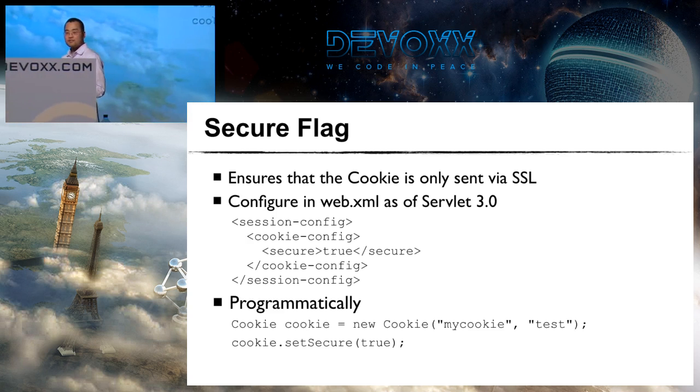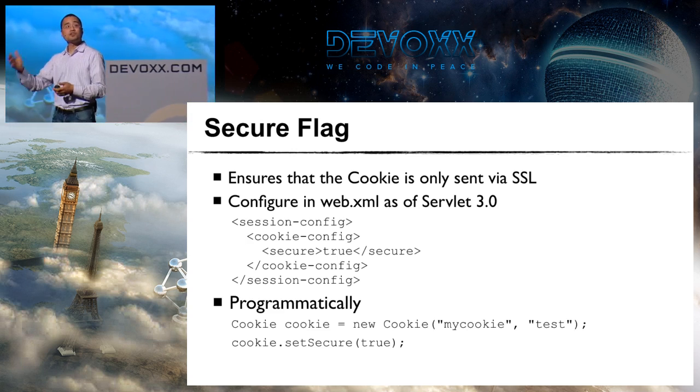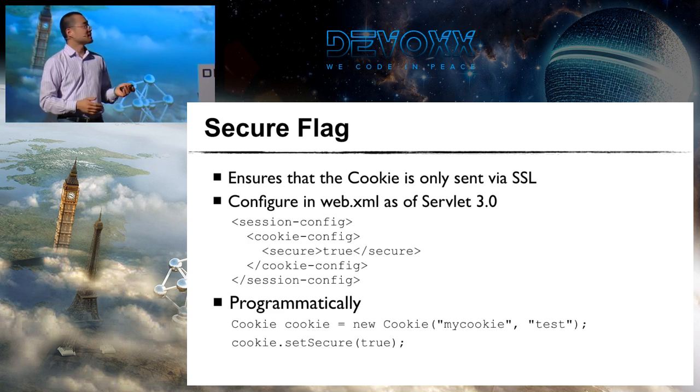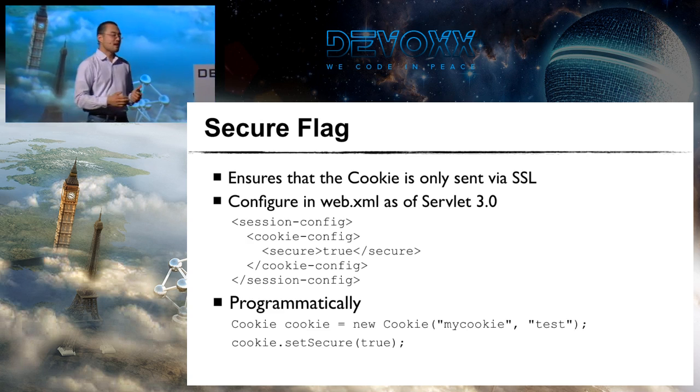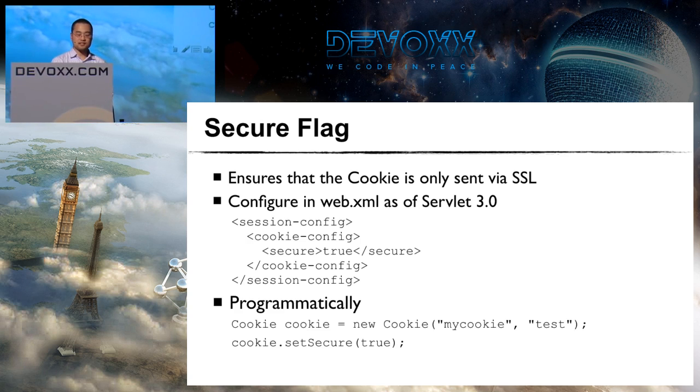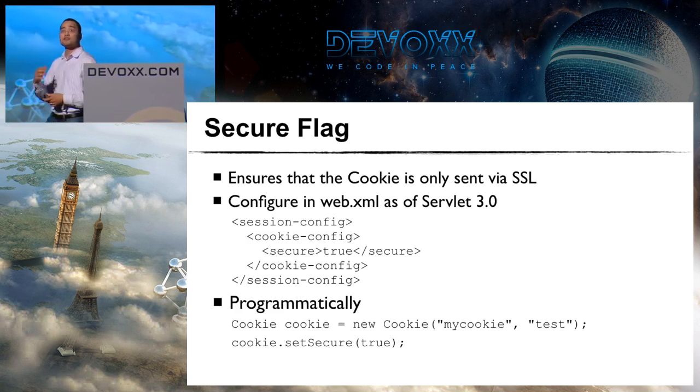Now in Java, fortunately, as of Servlet 3.0, you can also very easily configure your application to have the JSESSIONID have the secure flag set on it as well, using this little XML snippet. And if you're manually creating some cookies, you can use the Cookie class using the .setSecure method to set this to true, right, to enable the secure flag on all your cookies.